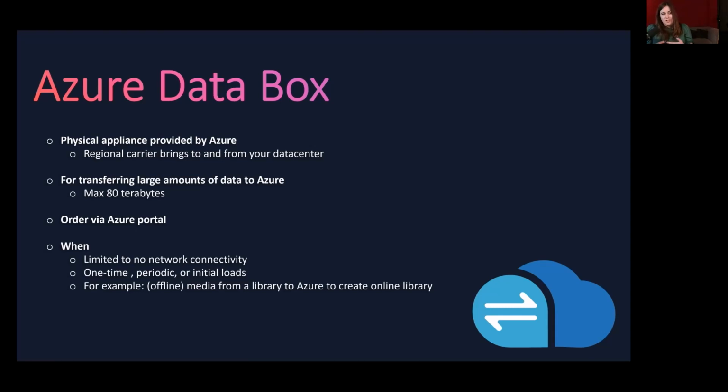So when would we use it? As I mentioned, we would use it when we have limited network connectivity or maybe not even access to a network. And usually we would use this for either a one-time, periodic, or initial load. An initial load is basically when we have our data, let's say in a data center that doesn't have network connectivity, and we put all of that data in Azure. Then going forward from there, we're using Azure instead of that data center. So that's basically what an initial load is.